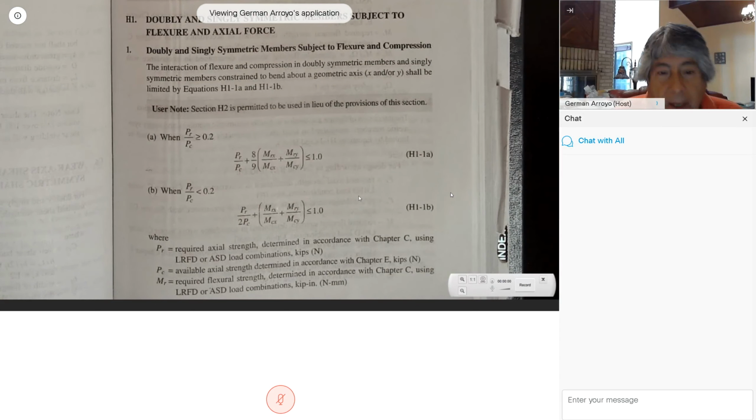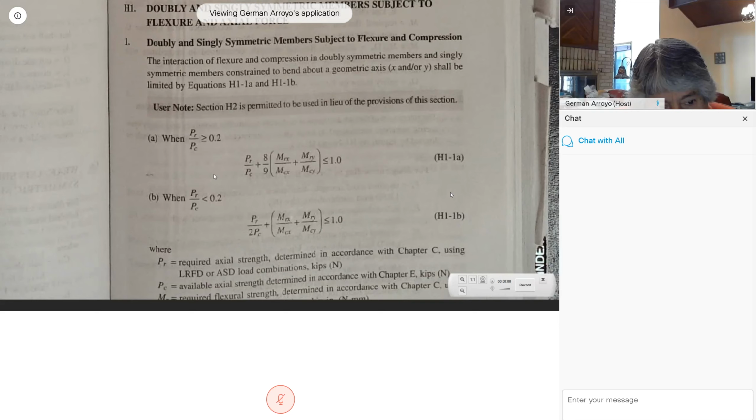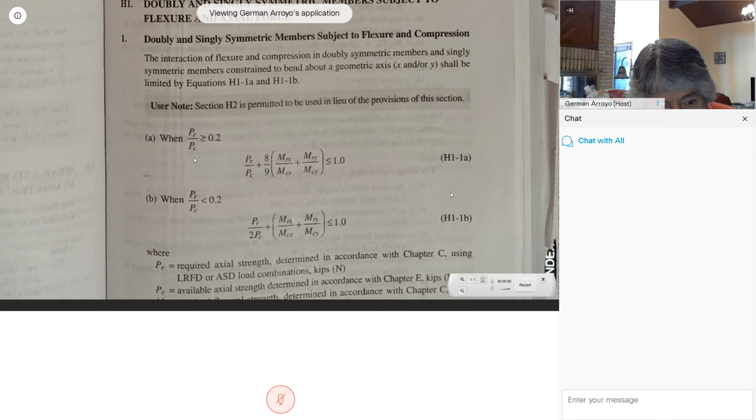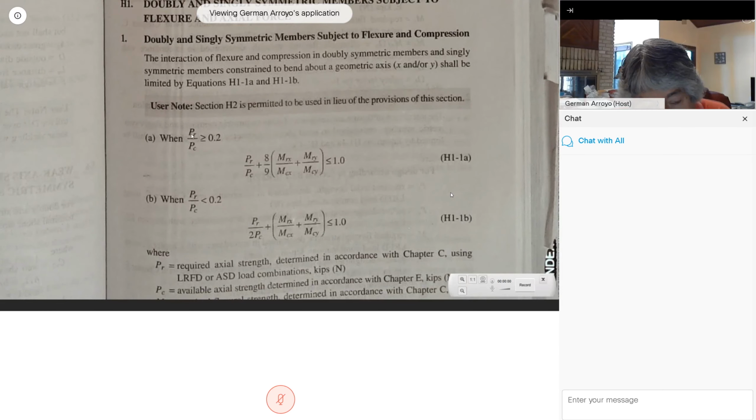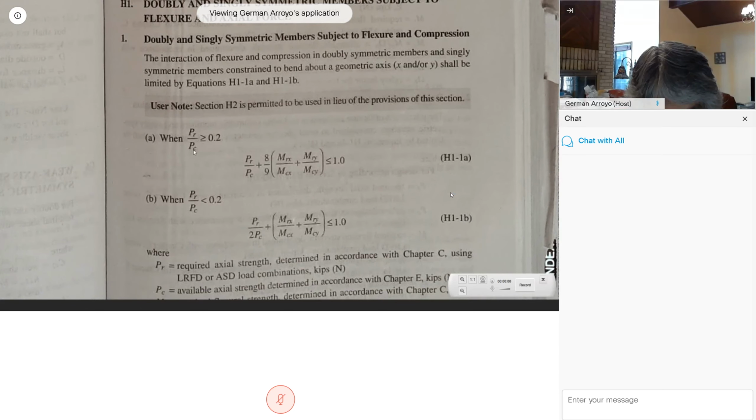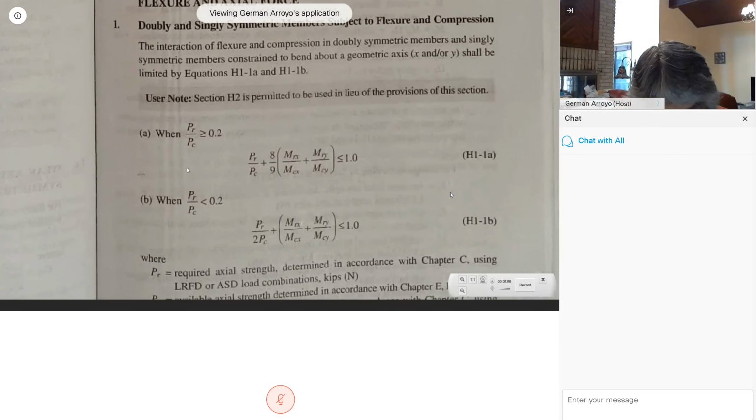Also, to continue what we were doing yesterday, this is the equation of the beam-column. This equation has been in the code forever. Here on the left-hand side is this value, phi P sub n, and this is P sub u, the factored axial load. This depends on the KL over r, the largest one. If this ratio is larger than 0.2, the beam-column behaves more like a column than a beam. And whenever this ratio of P sub u over phi P sub n is smaller than 0.2, it's mostly behaving like a beam.